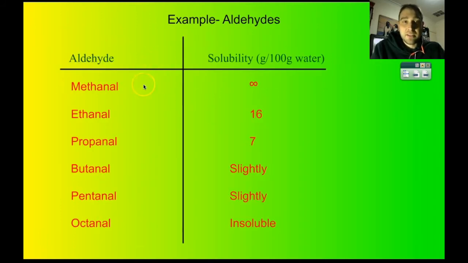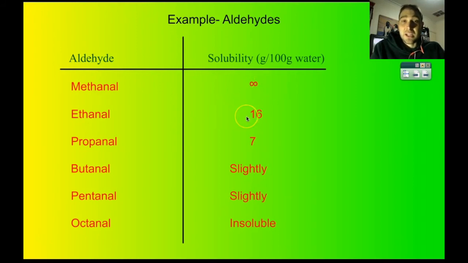In this case, it's aldehydes. So let's have a look at how soluble they are in water and what happens when we add carbons. So as we go down here, we're adding carbons. So 1, 2, 3, 4, 5, and then we've got 8. So we're making a bit of a gap down here. Methanol is completely soluble in water. You can put as much methanol in water as you like, and it will completely dissolve.